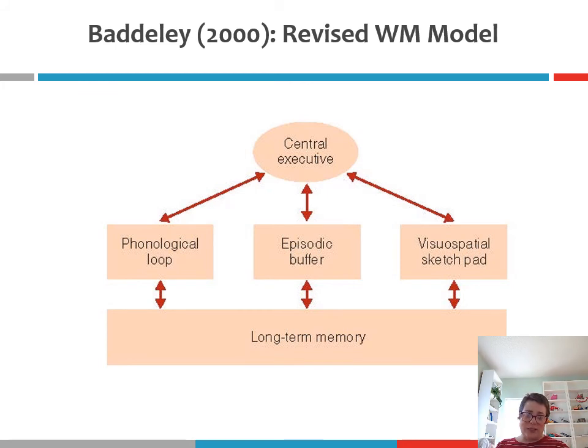So the central executive does kind of interface a little bit with long-term memory, but not to the extent that we would predict in the three-component model.